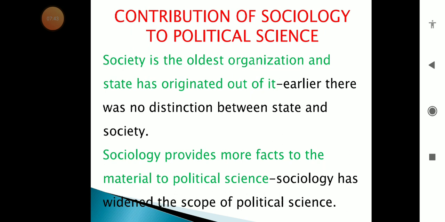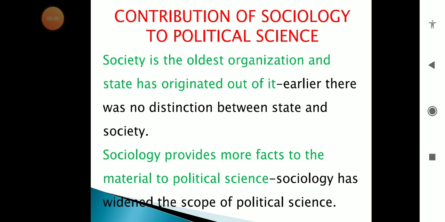Right? Moving to the next point, sociology provides more facts and material to political science. Whatever facts are added to political science, they are gotten from society. Sociology has widened the scope of political science. This way, sociology has widened the scope of political science.